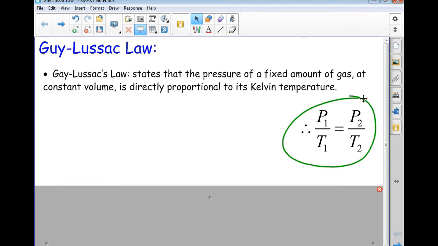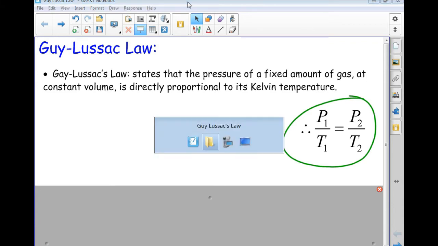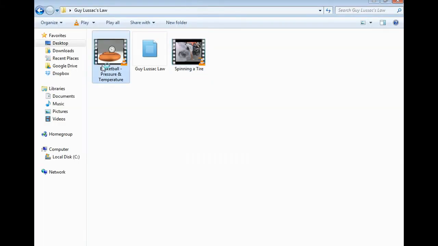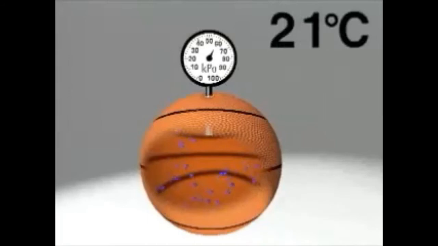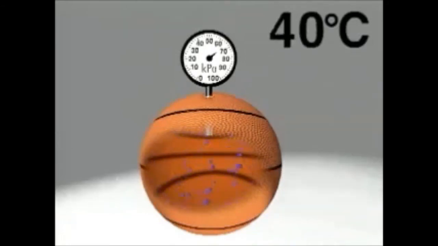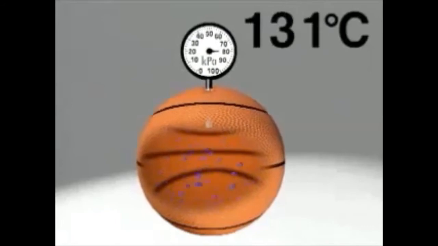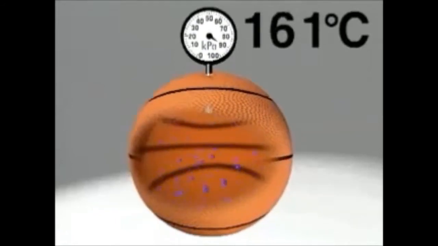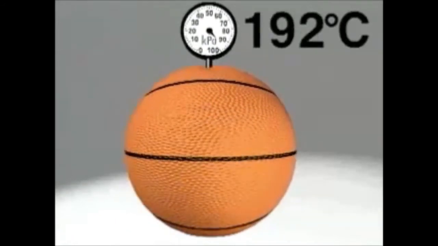Now another video example I have of this is right here. We've got a basketball, warming up the basketball. Now as we can see, as the temperature here is starting to increase, if you look at the dial, you can see that the pressure is starting to increase on it. Now it's not going up particularly high right now, but we can see it goes higher, higher, higher, and the pressure starts to rapidly expand until eventually, what's going to happen to the basketball? It's going to explode.